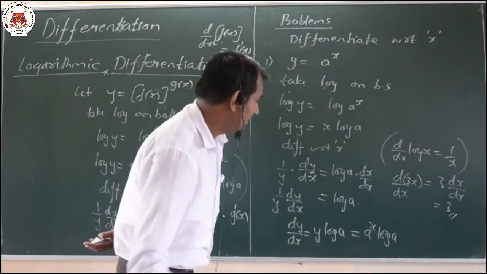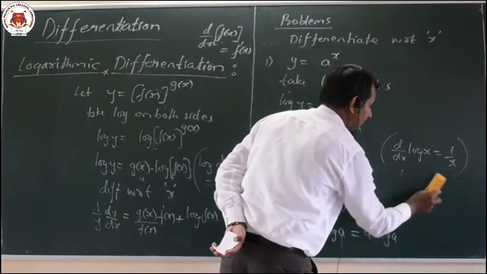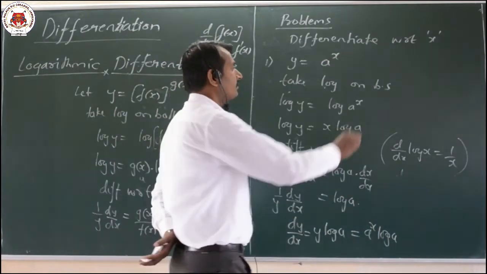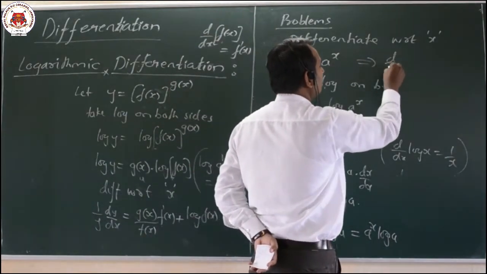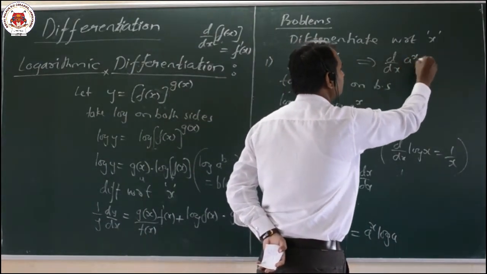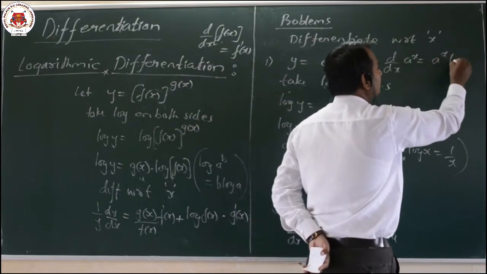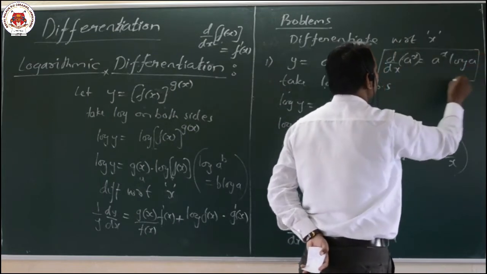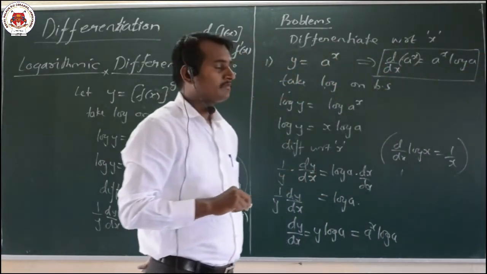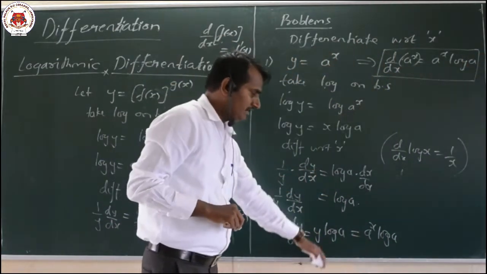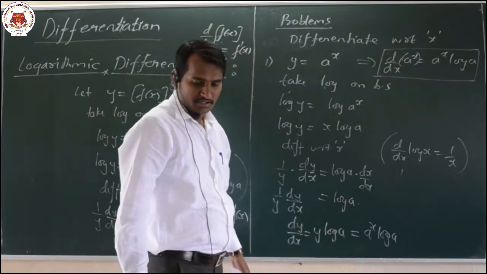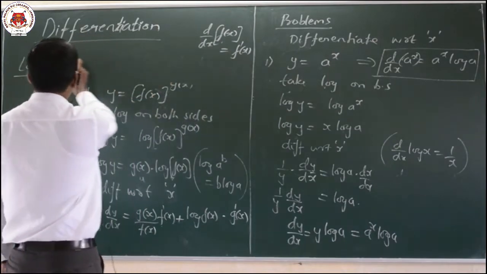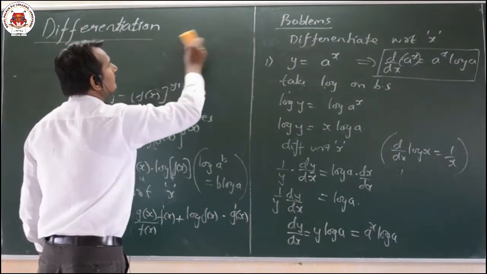So d by dx of a raised to x is nothing but a raised to x into log a. You had already learnt this thing in the first PUC, a basic thing. Now the proof of it is a very simple thing. Now let us move on with the next problems related to our logarithmic differentiation.